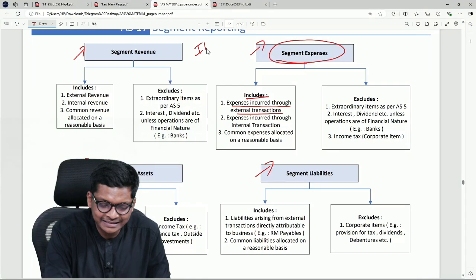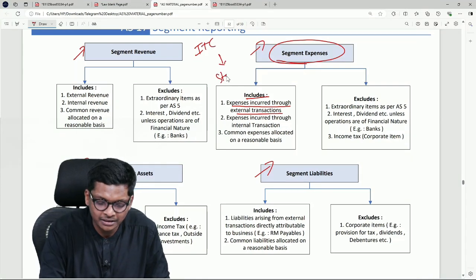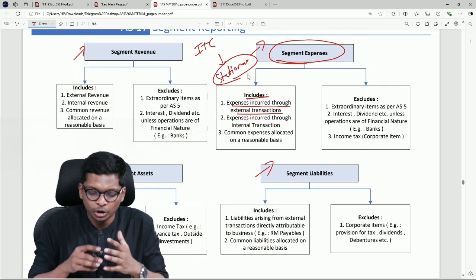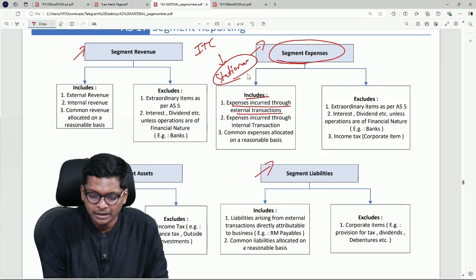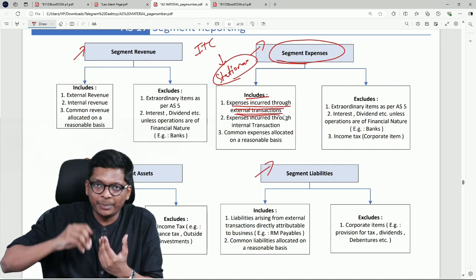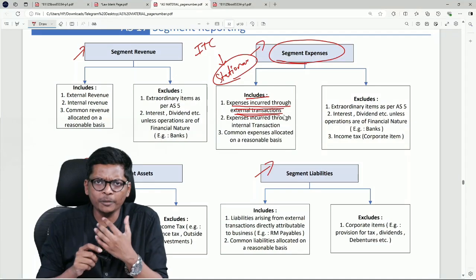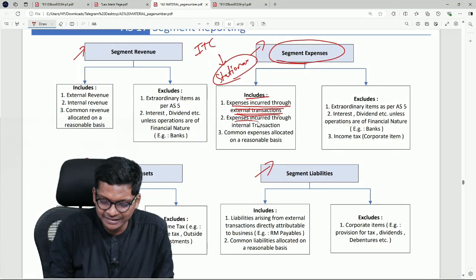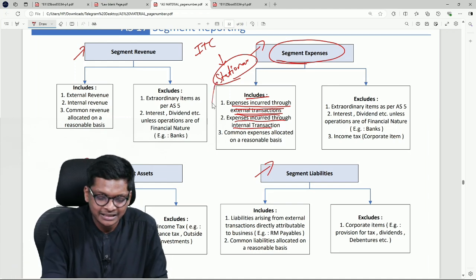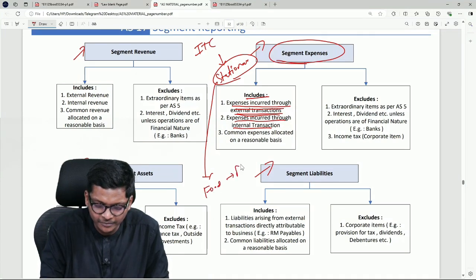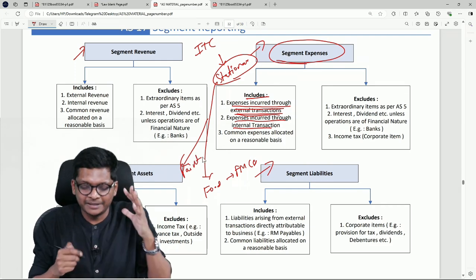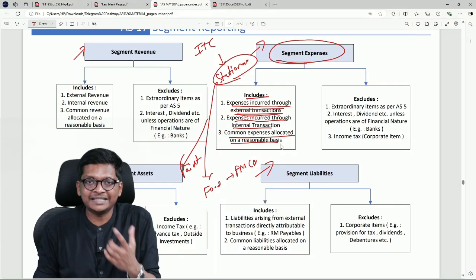Let's say take ITC as a company, one of their segments is stationery, Classmate notebook, maybe the notebook you are using now also is Classmate. So when I prepare the stationery segment, it includes expense incurred through external transactions, like purchased paper from outside or purchased some colors from outside. Expense incurred through internal transactions, like the stationery department purchased some food from the FMCG department, or from the paint department they purchased some color. Internal purchase expense is included. Common expense is allocated on a reasonable basis.